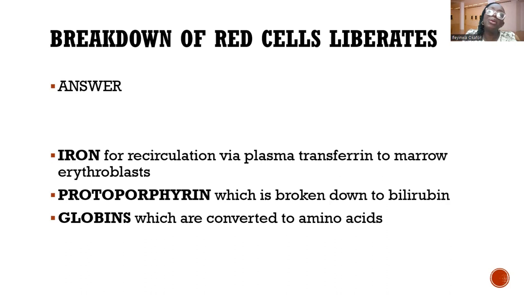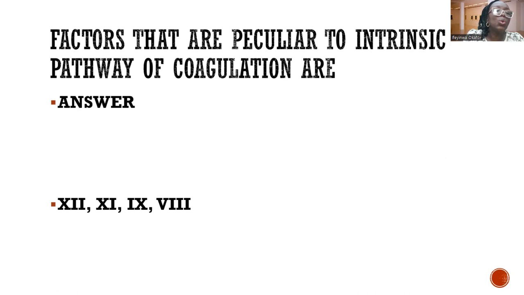Factors that are peculiar to the intrinsic pathway of coagulation are, answer, factor 12, factor 11, factor 9, and factor 8. These four factors are peculiar to the intrinsic pathway of coagulation.